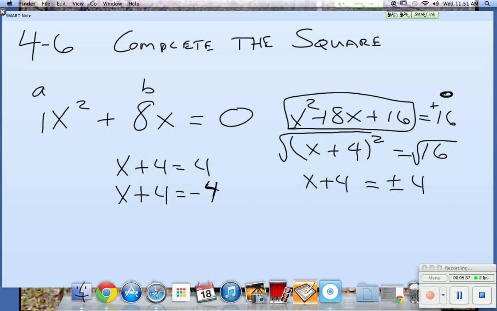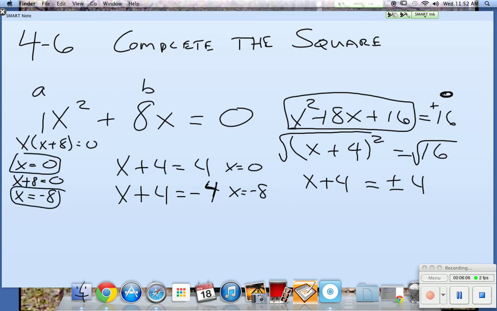All right? Subtract 4 from both sides here, x equals 0. Subtract 4 from both sides here, x equals negative 8. Which is exactly what we got if we took the x out up here: we'd have x and then x plus 8 equal to 0. X could equal 0, and x plus 8 would equal 0, so x equals negative 8. Those are my two values. Pretty easy to see like that, correct? You can see what we're doing. You see it works. That's what I want you to notice. It works.